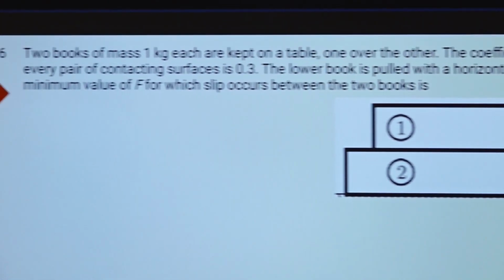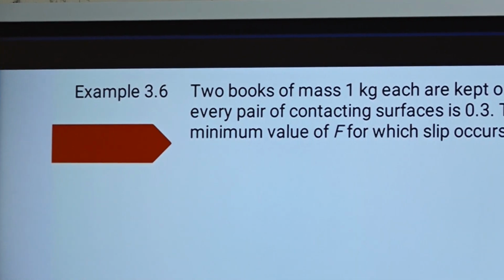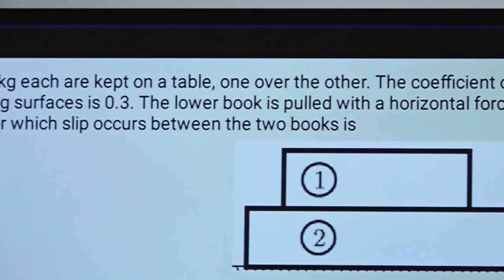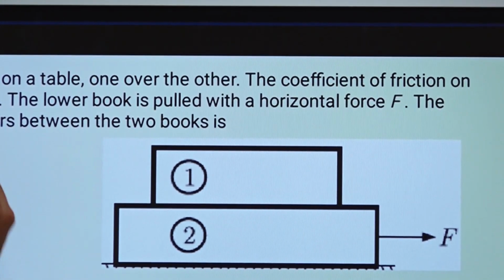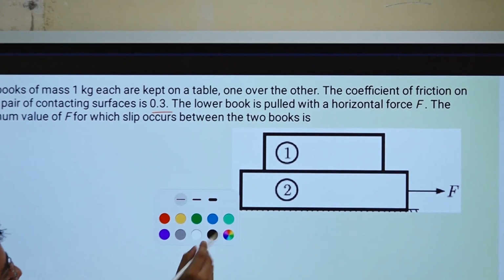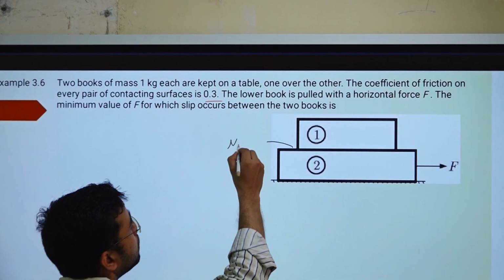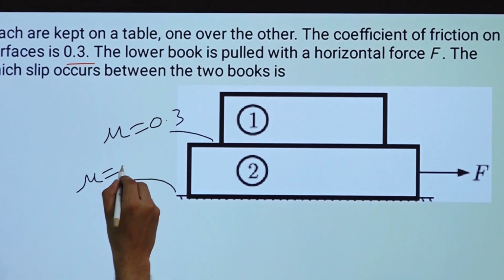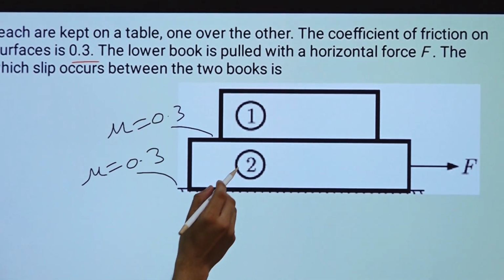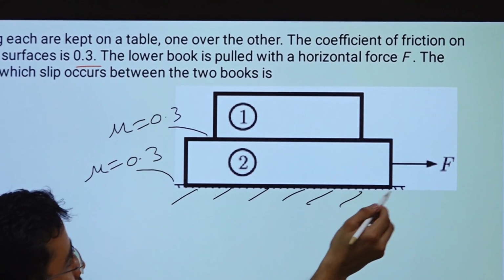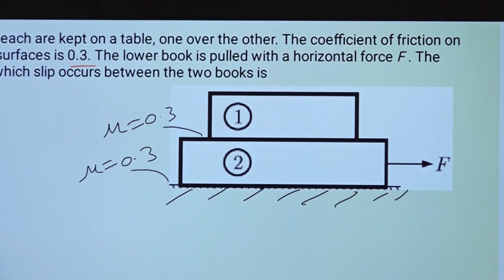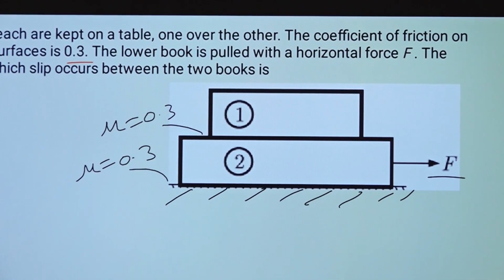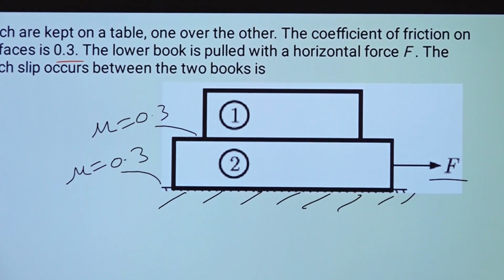Okay, then let us read the question first. Two books of mass 1 kilogram each are kept on a table one over the other. The coefficient of friction on every pair of contacting surface is 0.3. Right, so what is 0.3? Here mu is equal to 0.3 for the contacting surface between 1 and 2. Here mu is equal to 0.3 for the contacting surface between 2 and our floor. The lower book is pulled with a horizontal force of F, as you can see here. The minimum value of F for which slip occurs between the two books.